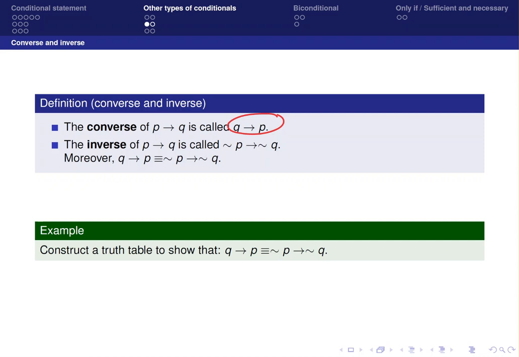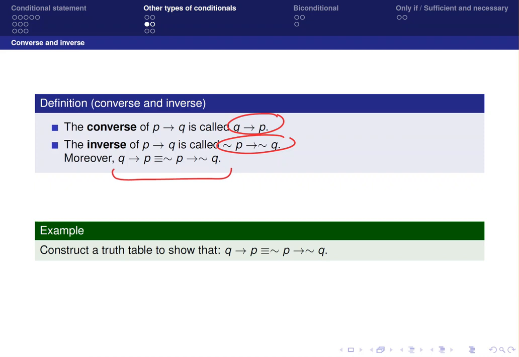Now, what about the inverse of P implies Q? Well, as you can see here, the inverse is not P implies not Q. So it doesn't flip the P and Q locations, it just negates them and leaves them in the same spot. And we also know that the converse and the inverse are equivalent to one another. That's what's written on the bottom over here. Q implies P is equivalent to not P implies not Q.